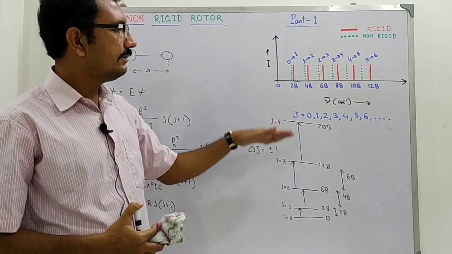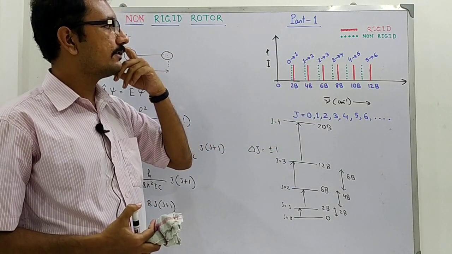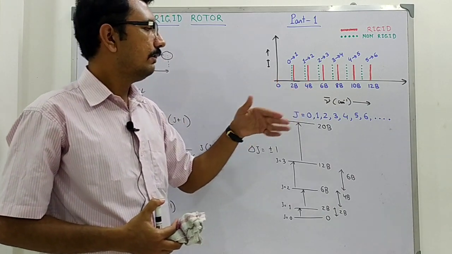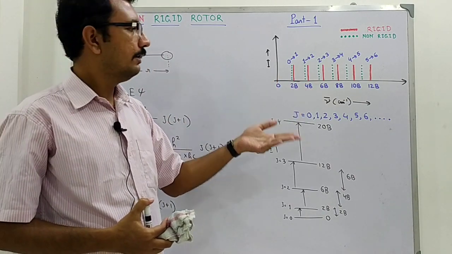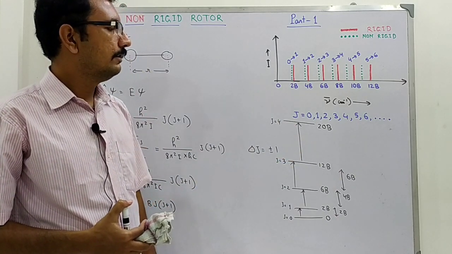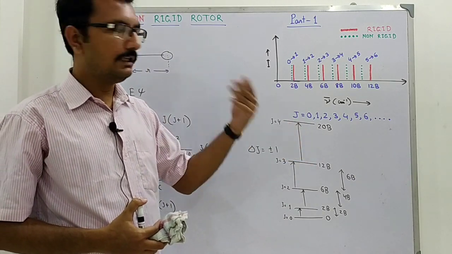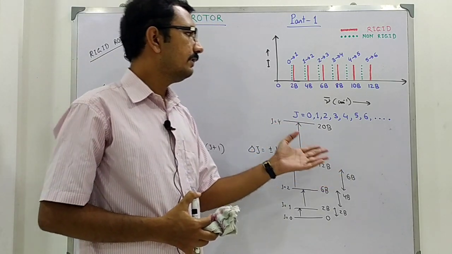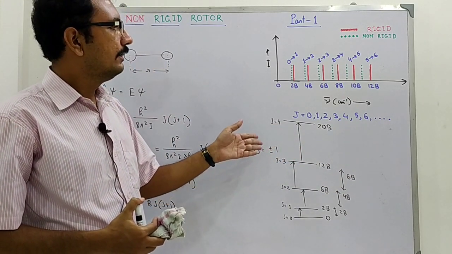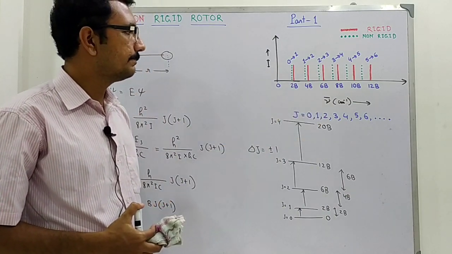Now presently we are interested in the position of the spectrum and not in the intensity. I have already discussed how the intensity of a rotational spectra varies with J. To have those lectures, please go to the playlist of my channel, and there you will get that pattern and the reason for that. Presently we are interested in the position of the spectral lines.